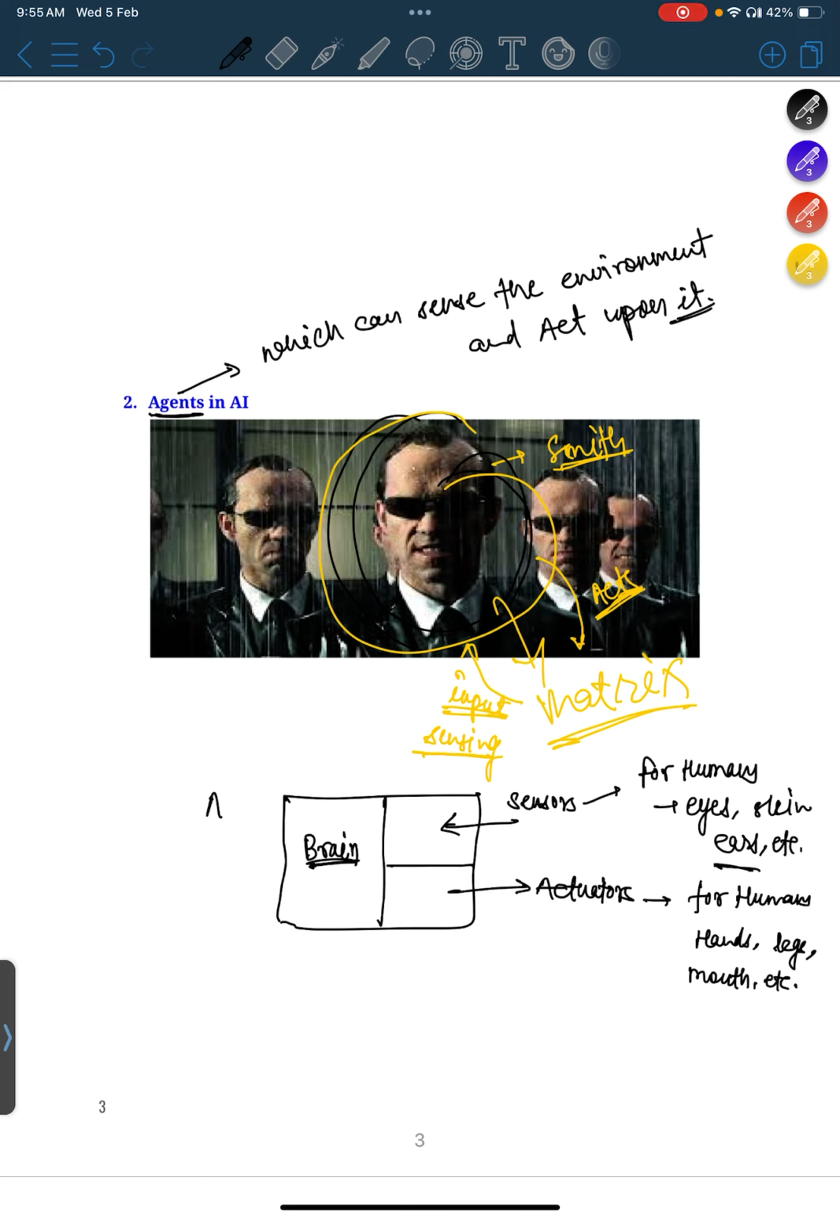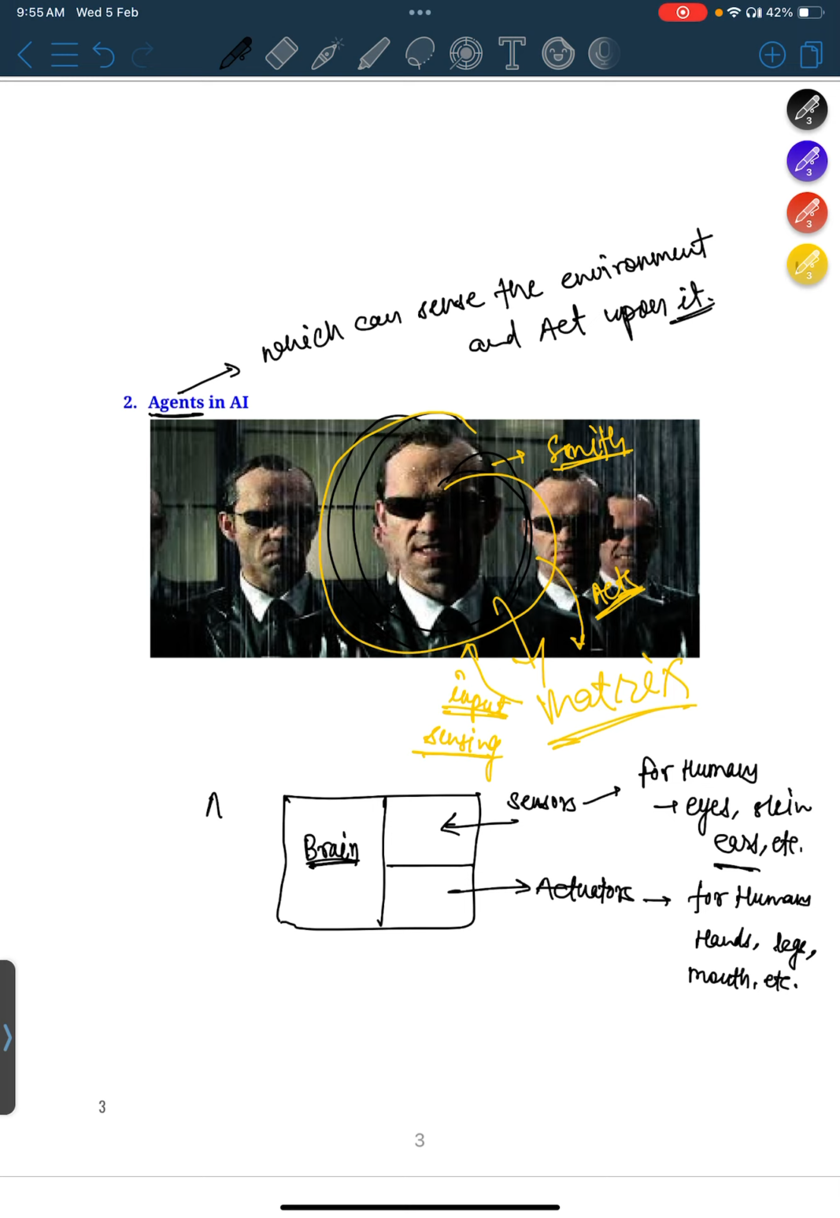So this is just like an AI agent. AI agents also have these features. It has sensors to take input from the environment and actuators to work upon the environment or do some task in the environment. The environment is simply where the agent is working.